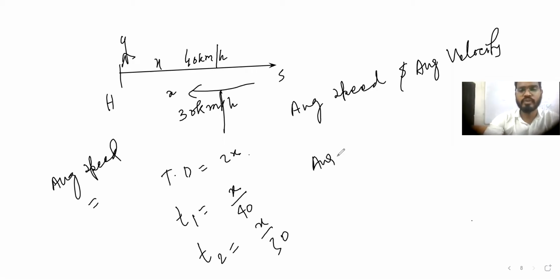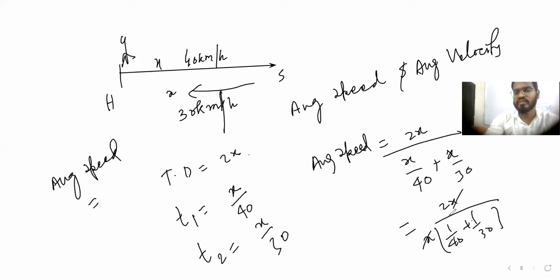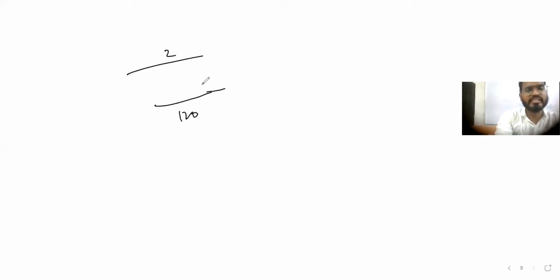Average speed is going to be total distance, which is 2x, divided by total time, which is x by 40 plus x by 30. If we take x common, then it is 2x by x times (1 by 40 plus 1 by 30), and x cancels out. Then if you solve it, it is 2 by (1 by 30 plus 1 by 40). You take the LCM.